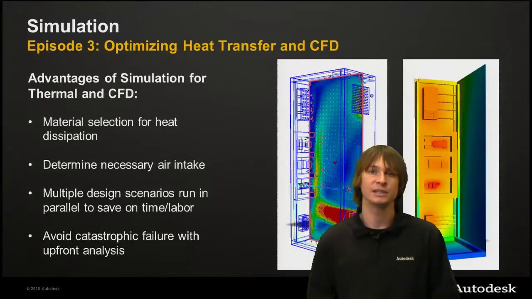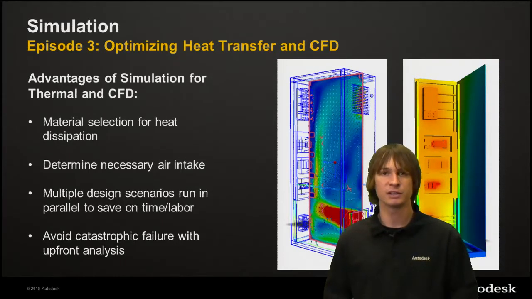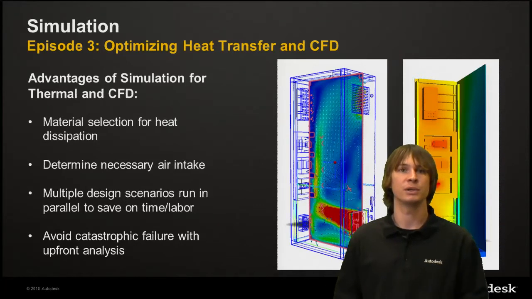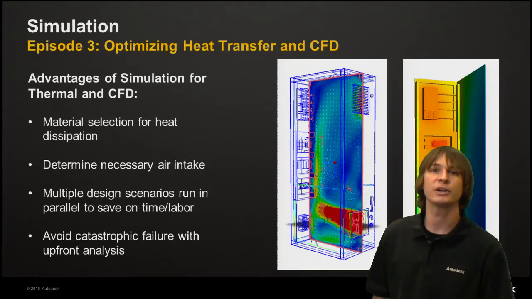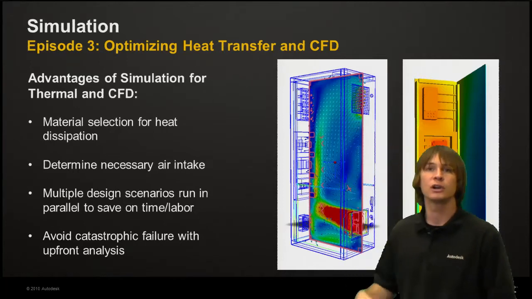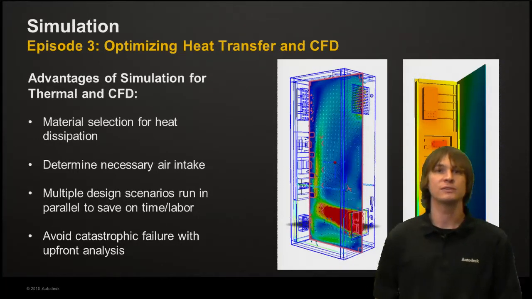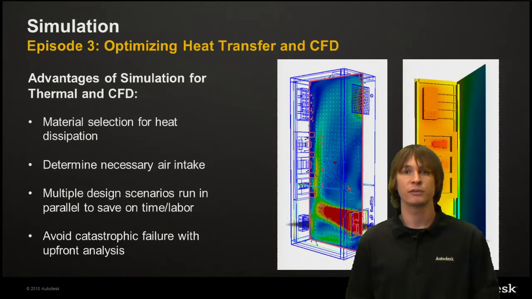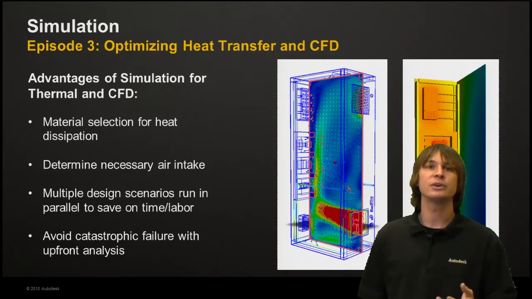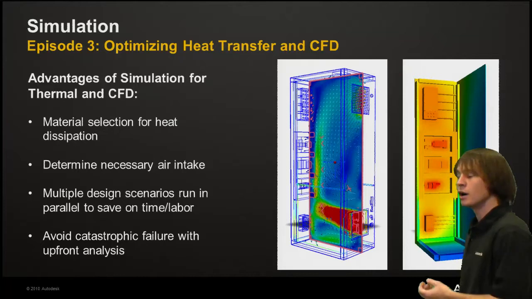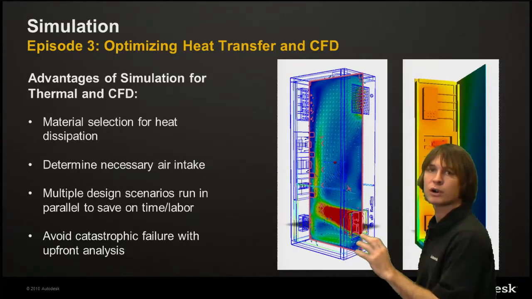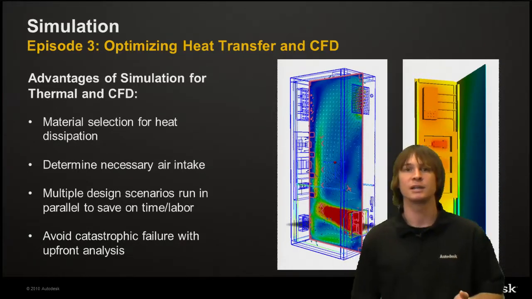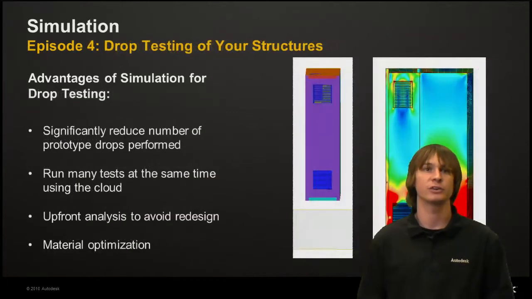Material selection for heat dissipation. You can test various materials in different scenarios to determine what one will be best for your application. You can determine the necessary air intake for cooling down your drive system. Multiple design scenarios can be run in parallel while freeing up your machine on the cloud. And you can avoid catastrophic failures. Oftentimes, these temperatures are going to cause large problems, knocking entire lines offline at the factory.